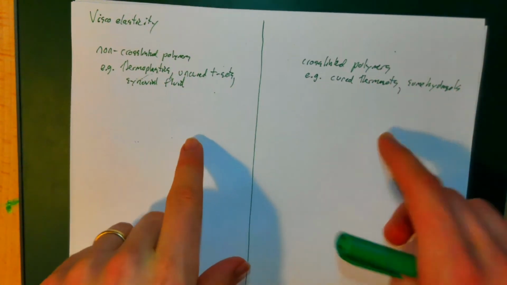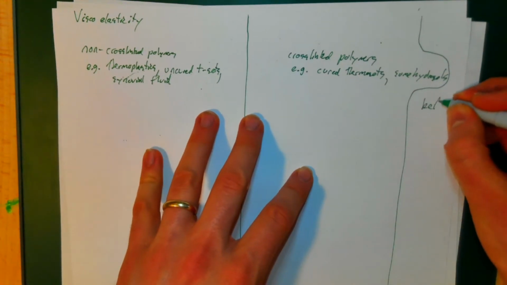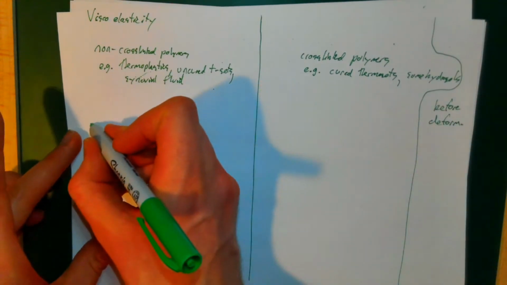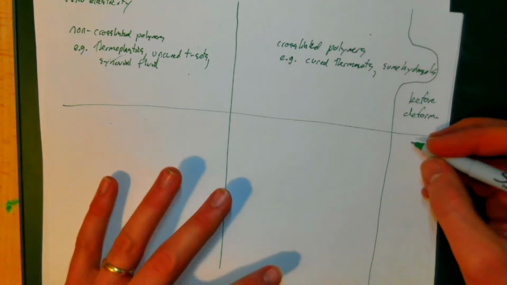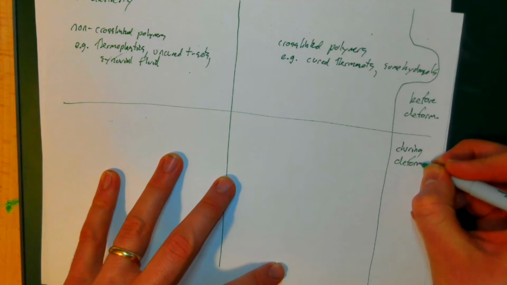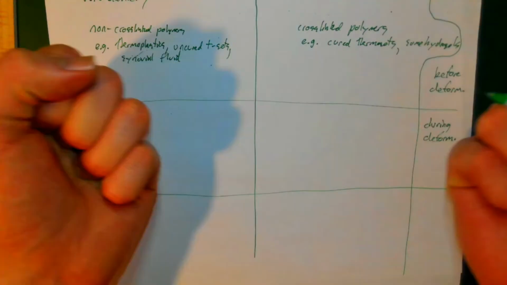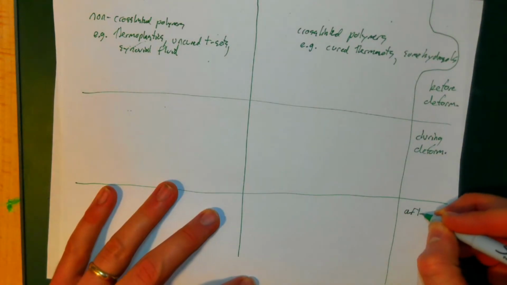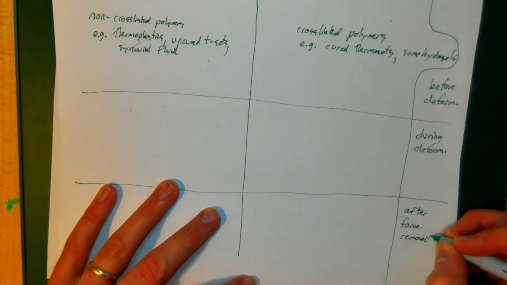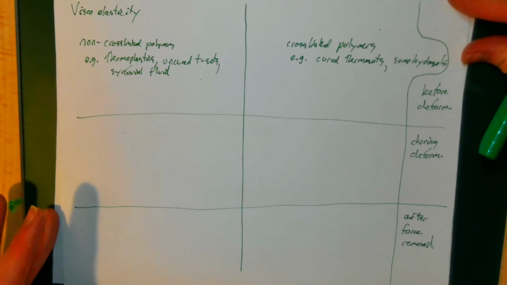So first I'll consider what happens before deformation, then we'll consider what happens during deformation, and then we'll consider what happens after the force is removed. For each of these three cases, we'll imagine zooming in on the molecular level to see what's going on.